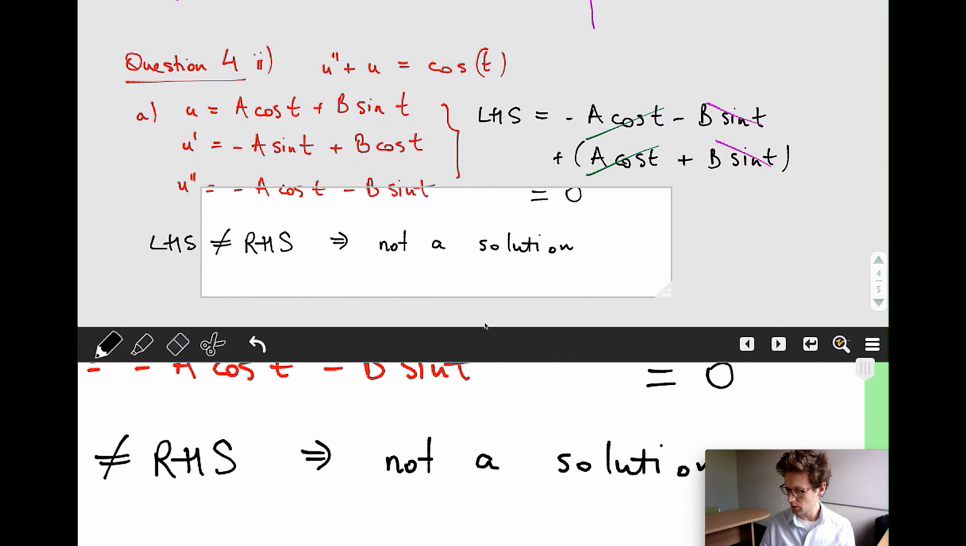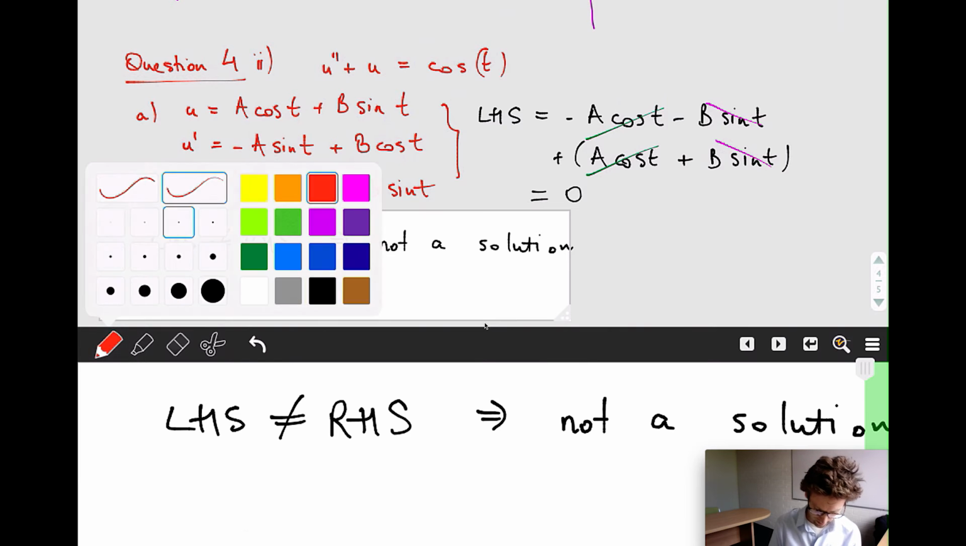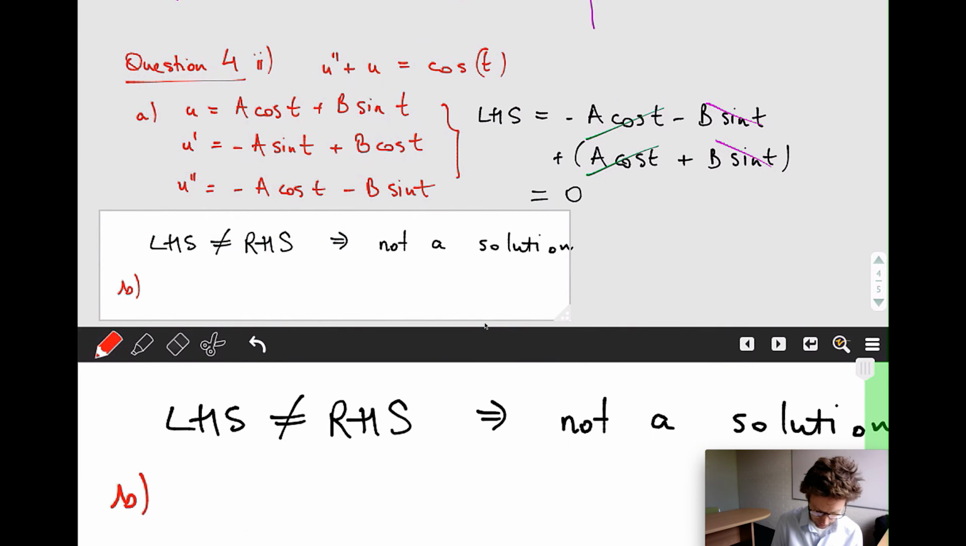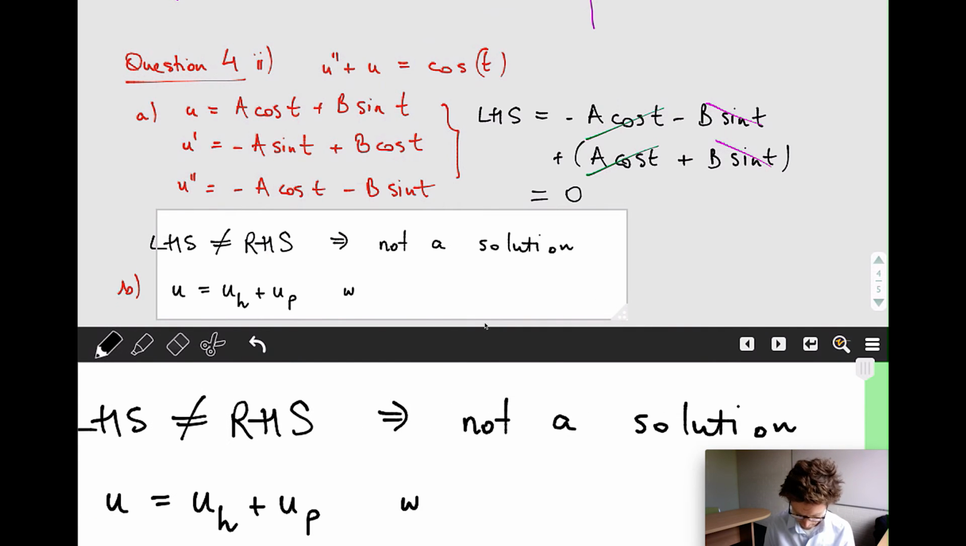Okay, so we're going to have to look for the correct solution. And we're going to do that, as usual, by breaking it up into two parts: the homogeneous solution and the particular solution. So u is equal to u homogeneous plus u particular. The homogeneous solution solves this equation with the right-hand side set equal to 0.